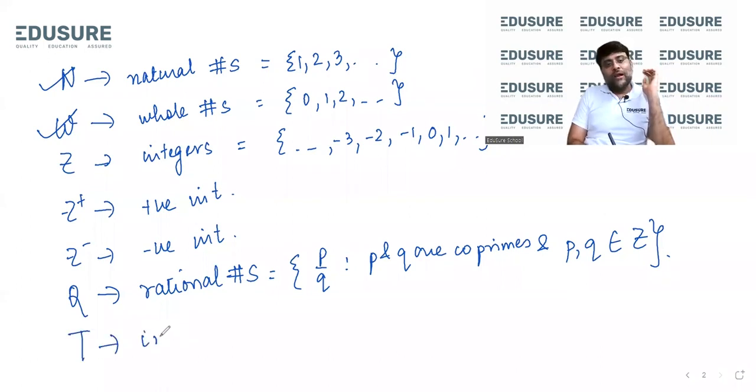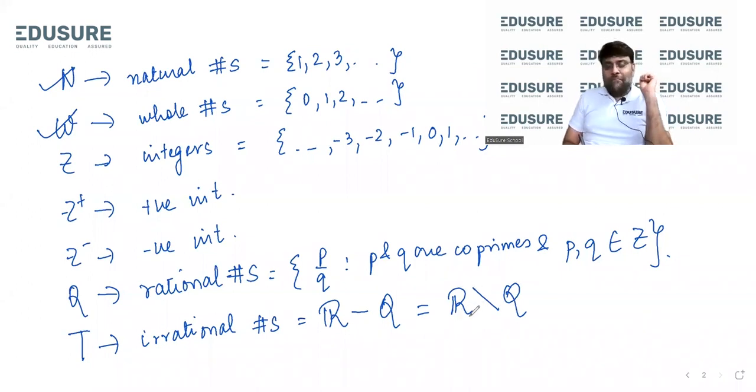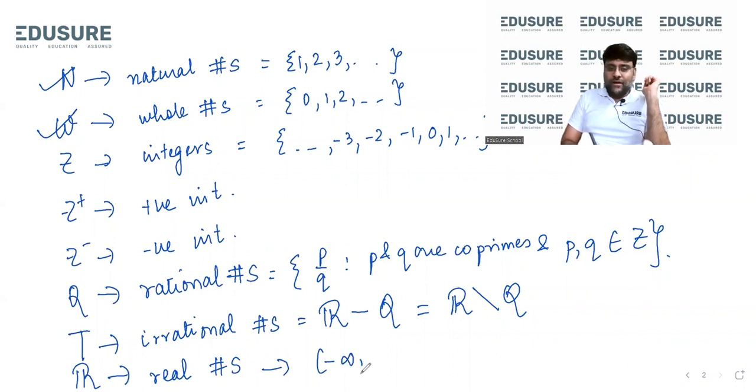T is the set of all irrational numbers. This can be written very simply as the set of all real numbers minus Q, or the set of all real numbers except Q. So all real numbers minus the set of all rational numbers will give me irrational numbers. This leads me to the next notation, the set of all real numbers lying between -infinity to infinity. Any number that lies between -infinity to infinity is a real number.